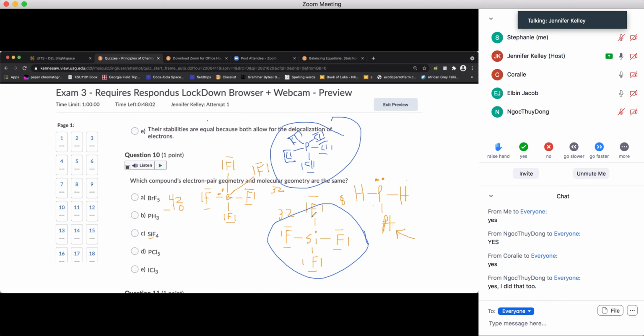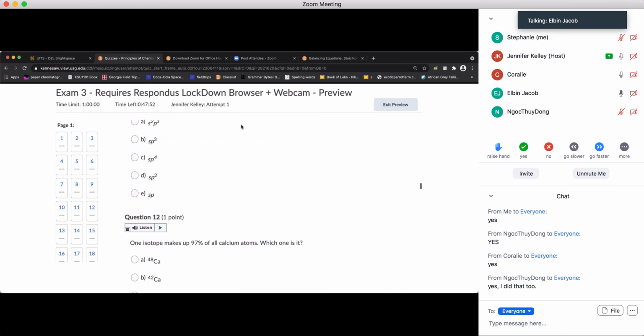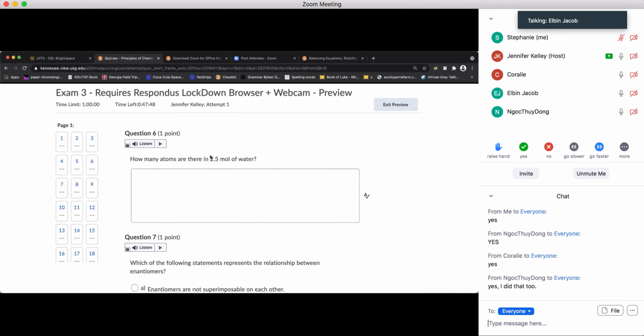So what else? Can you also do the math question? Because I think when I was reading it, I read too fast and I didn't see it asked for atoms of the water molecule. Sure. 6. Oh, no. Oh yeah, it did say how many atoms. I misread it. So I got the wrong answer for that.